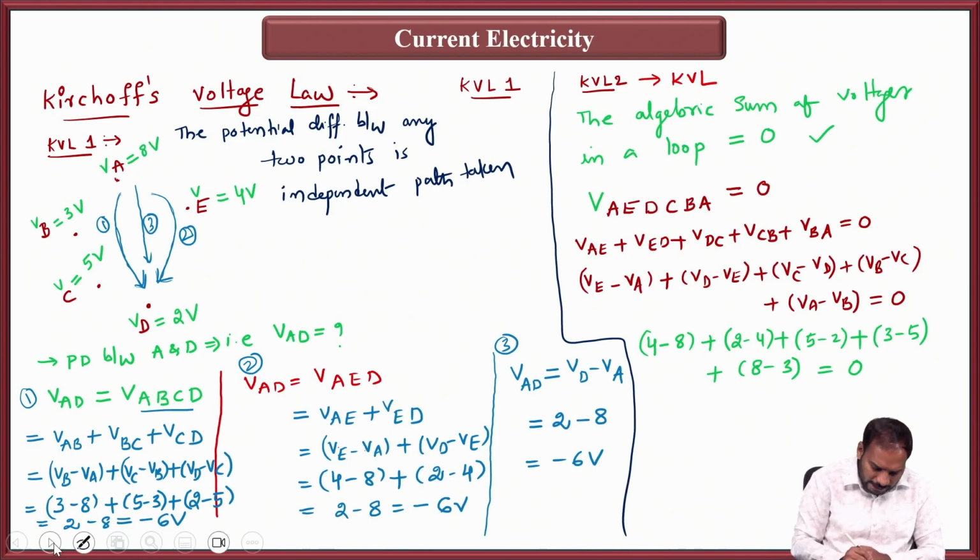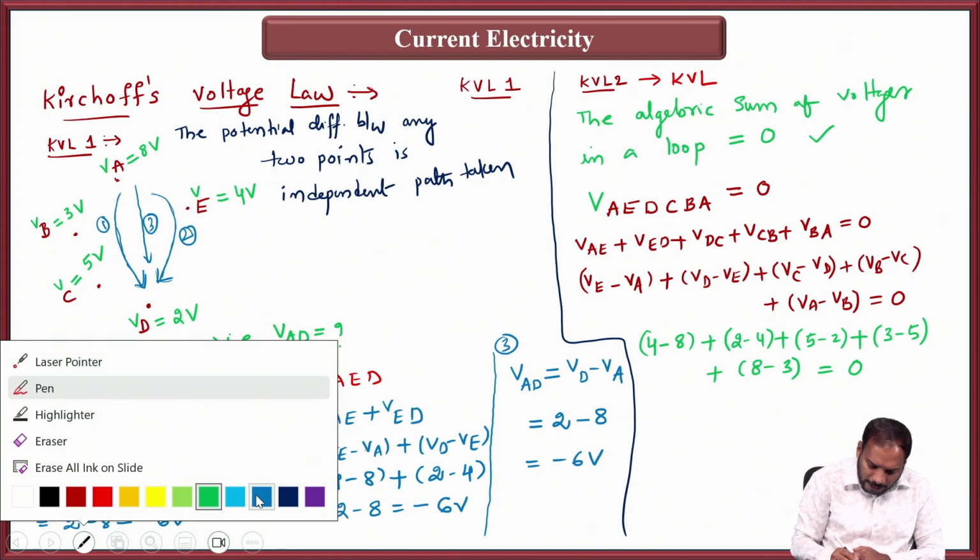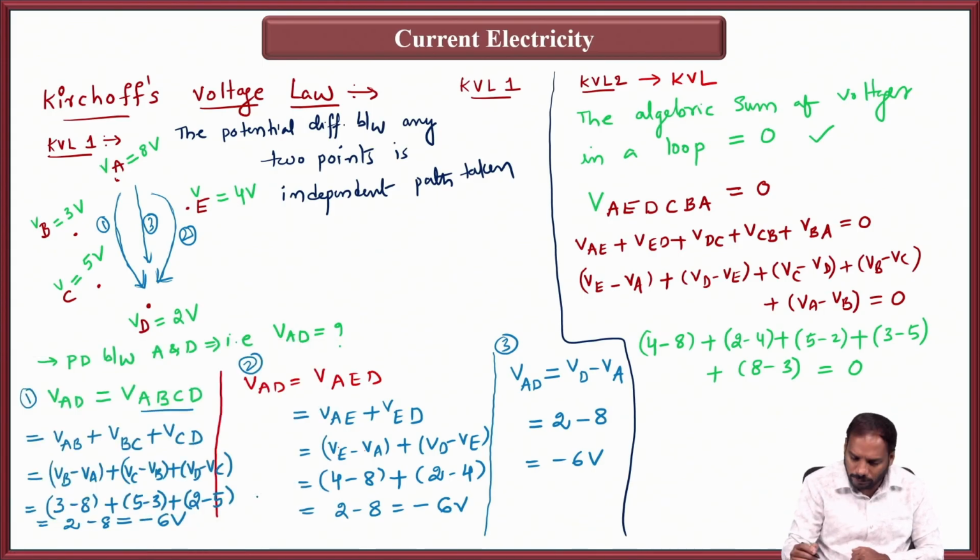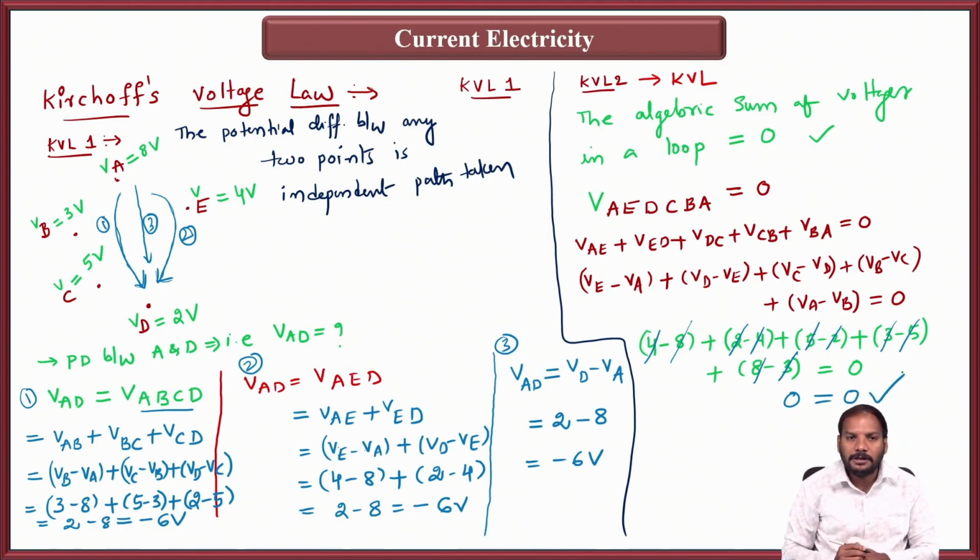So let us check. I'll cancel these with the blue color now. So cancel the terms. Minus 8 plus 8 gone, plus 3 minus 3 gone, 5 minus 5 gone, 2 minus 2 gone, 4 minus 4 gone. So finally 0 is equal to 0, that is satisfied.